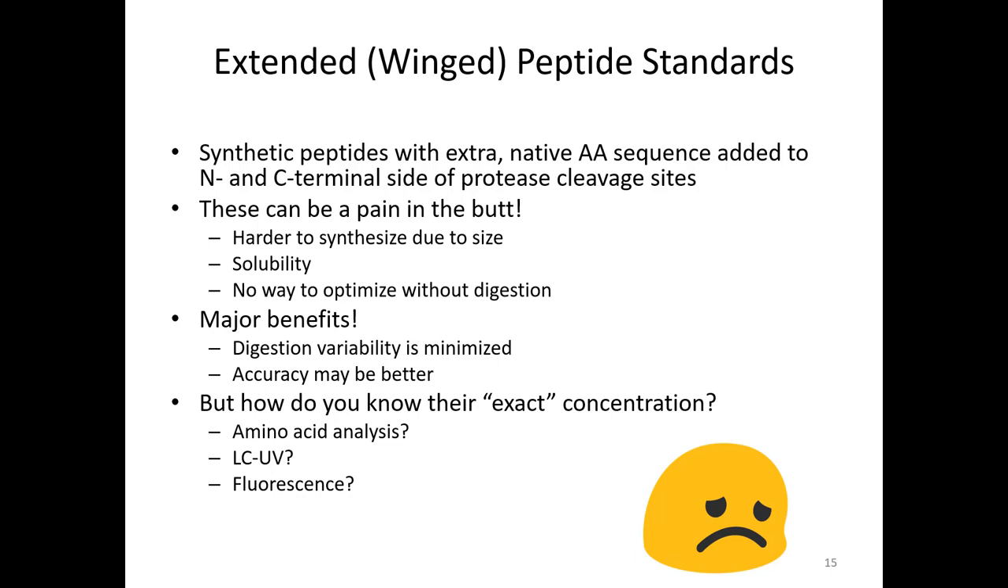So that makes it extra tricky. However, if it works, the benefit is that the digestion variability is minimized, so it's not as bad as spiking in a tryptic peptide standard, so it may improve the accuracy. But how do you know their exact concentration? And again, this goes back to how do you calibrate your calibrant? How do you know what the concentration is? Do you use amino acid analysis?